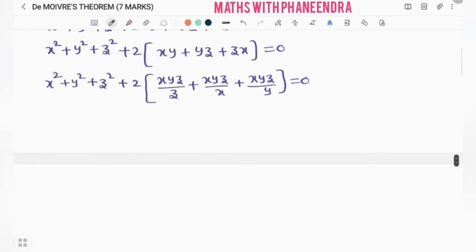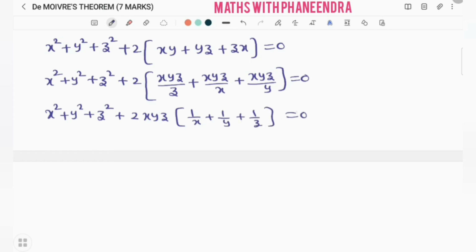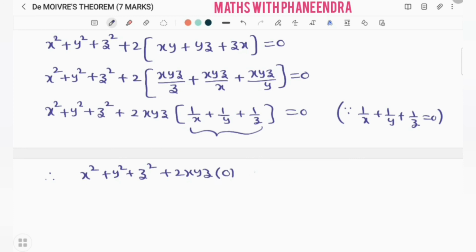In the next step we are going to take common xyz from this bracket. So x square plus y square plus z square plus 2xyz into 1 by x plus 1 by y plus 1 by z. We know that this value is going to be 0 now. Since the value of 1 by x plus 1 by y plus 1 by z is equal to 0, this becomes x square plus y square plus z square plus 2xyz into 0. Anyway, 0 into anything is 0. x square plus y square plus z square is equal to 0.